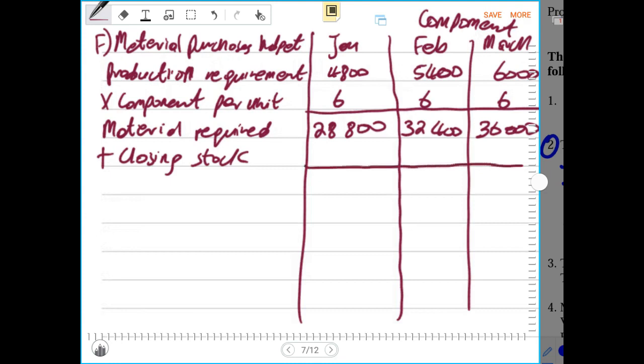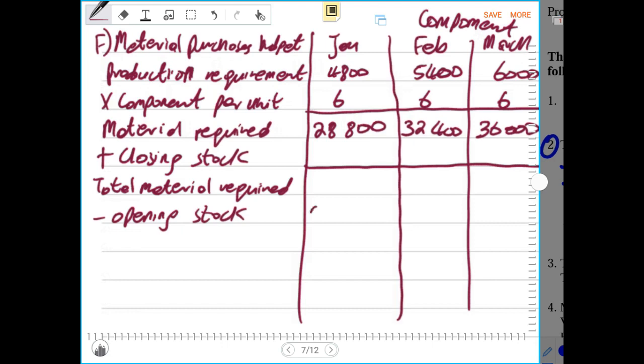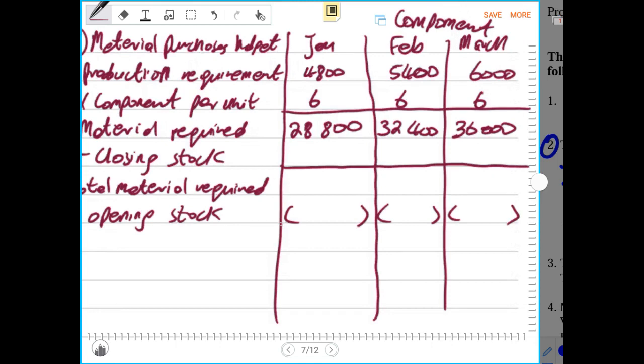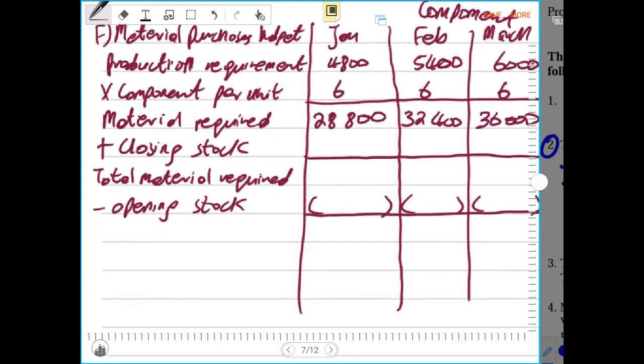Then after we draw a line here, this will give us total material required, which is material that is required in total for production. Then after we subtract the one that we already have. We say less opening material, less opening stock. And we know that our opening stock is a less, which means always in brackets. Then this will give us material purchases in components.